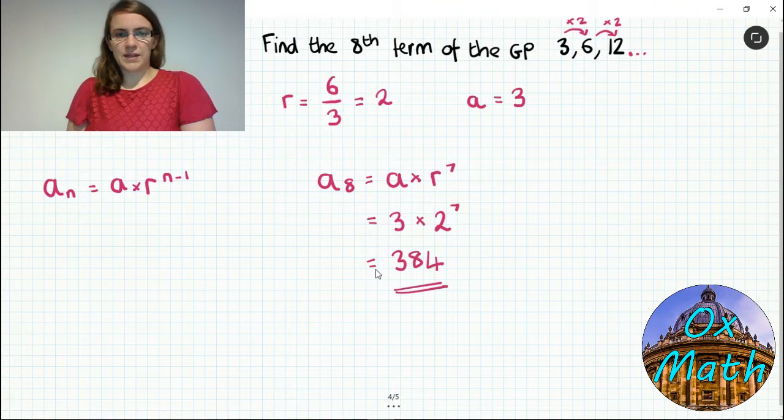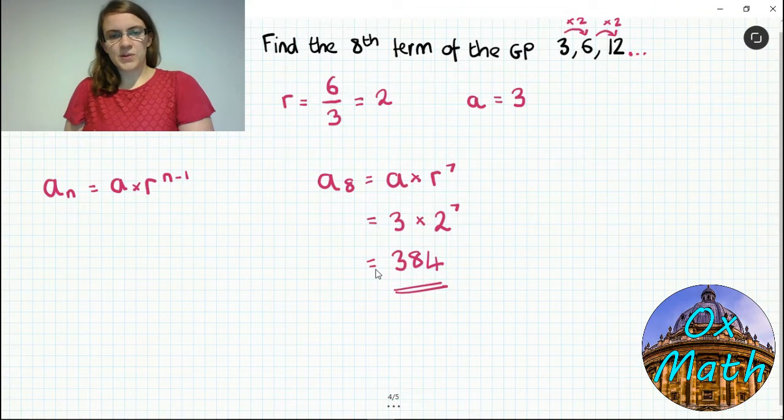So we could have done this with any term. We could have found our 20th term by multiplying it by r 19 times. We could have found our 300th term by multiplying it by r 299 times. So if you can remember that rule, it is actually nice and simple.